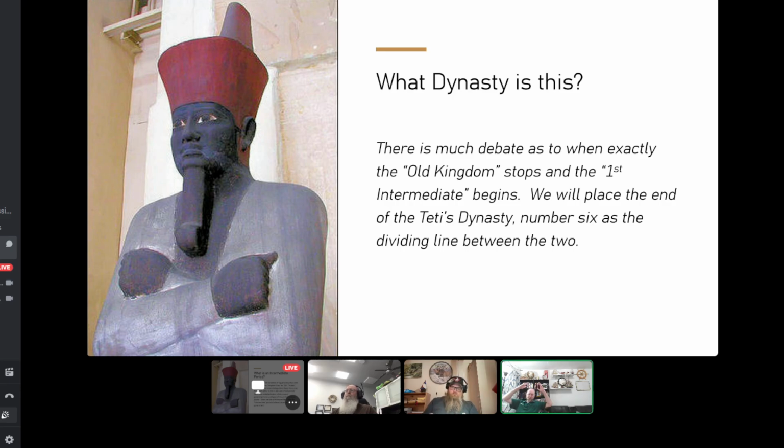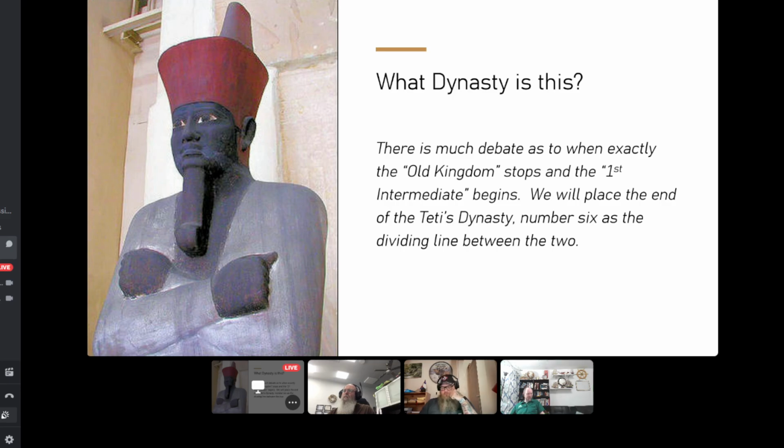But in order to truly understand the First Intermediate Period, we have to ask the question, what in the world happened to the Old Kingdom? I mean, for hundreds of years with multiple dynasties, the Old Kingdom is just kicking along. Teti's dynasty lasts over 100 years. It's number 6 in the list. How in the world does this become the end of such a long-standing, unified civil government? Why do we say it stops here, and what caused it to stop?